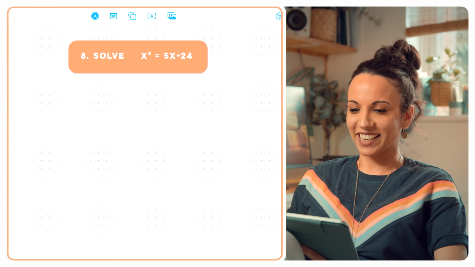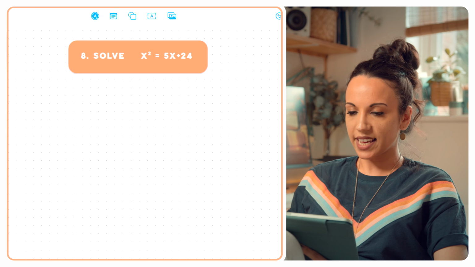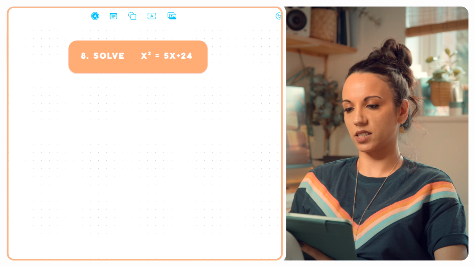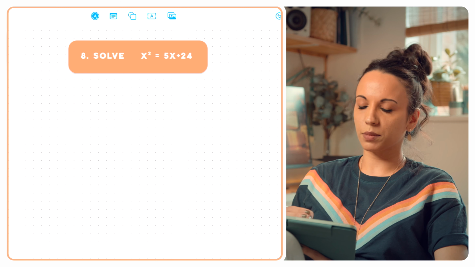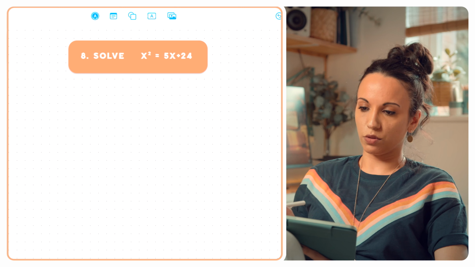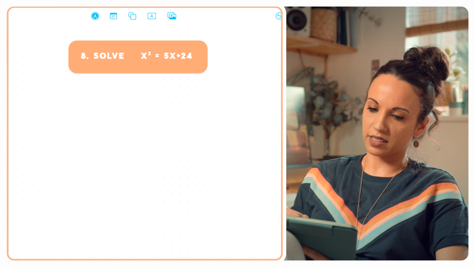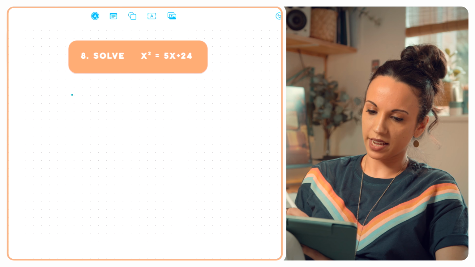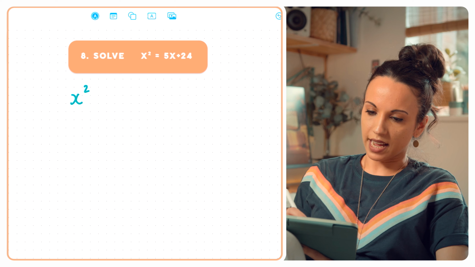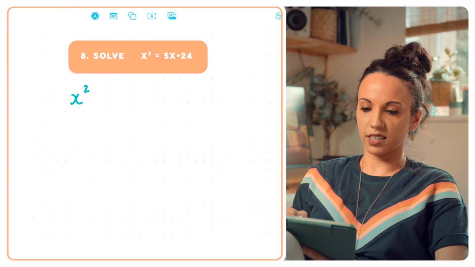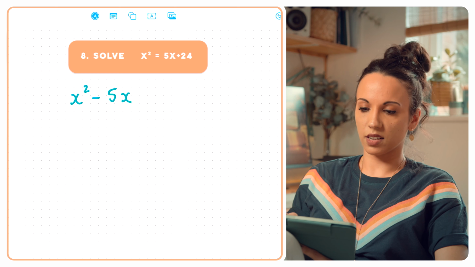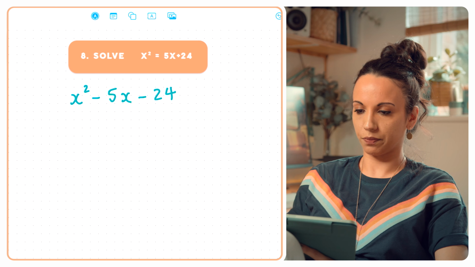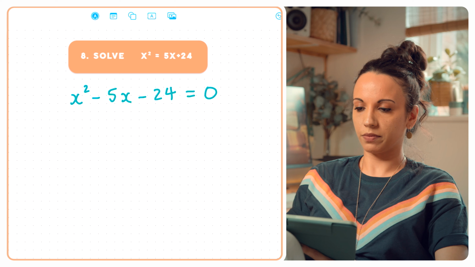Okay, question 8. Solve x squared equals 5x plus 24. All right, so we've got a quadratic equation. So the first thing I'm going to do is move all of the terms onto the left-hand side of the equal sign. The x squared is already there. Now, if I move that 5x to the other side, it's going to become a minus 5x. And if I move the 24 to the other side, it's going to become a minus 24. And that's going to now equal 0.